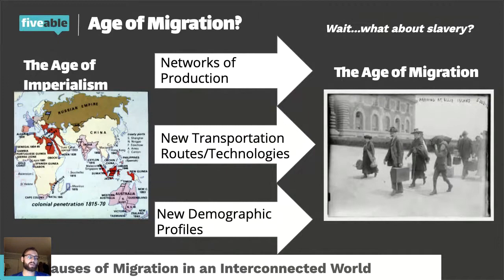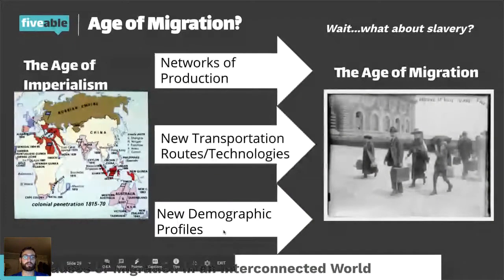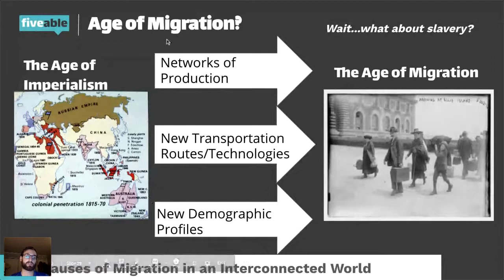And so why so much migration during this time? Well, some of that new technology we talked about really made migration easier and possible. In Europe, the population grew really rapidly because of the Industrial Revolution, raised living standards. And networks of production around the world for things like tea, for things like railroads, for things like sugar, meant that labor was needed in other places that it previously did not exist.